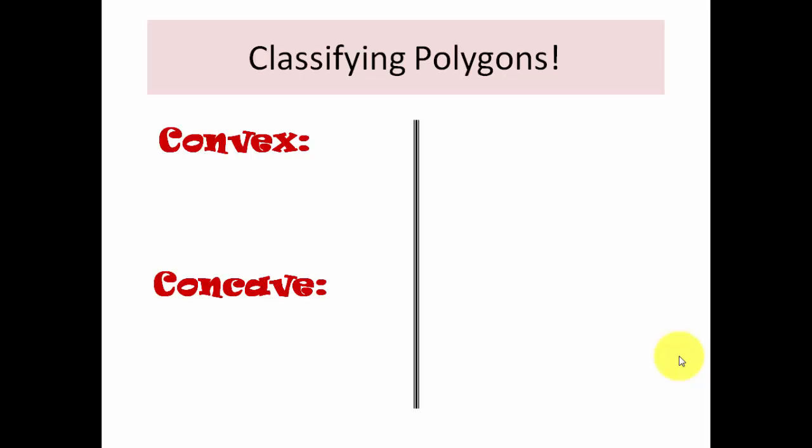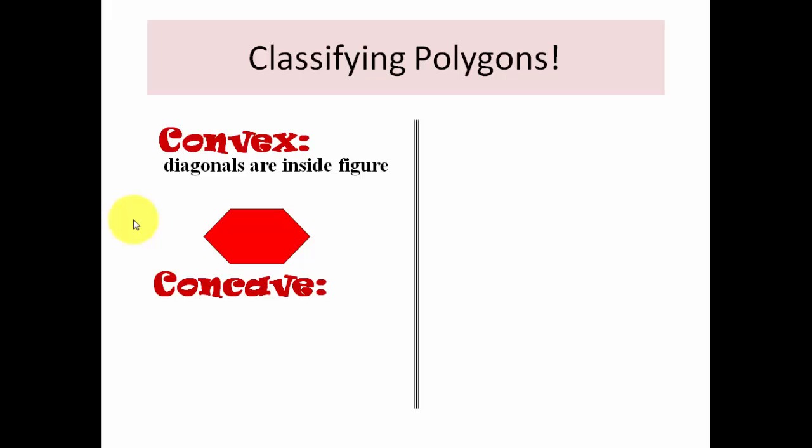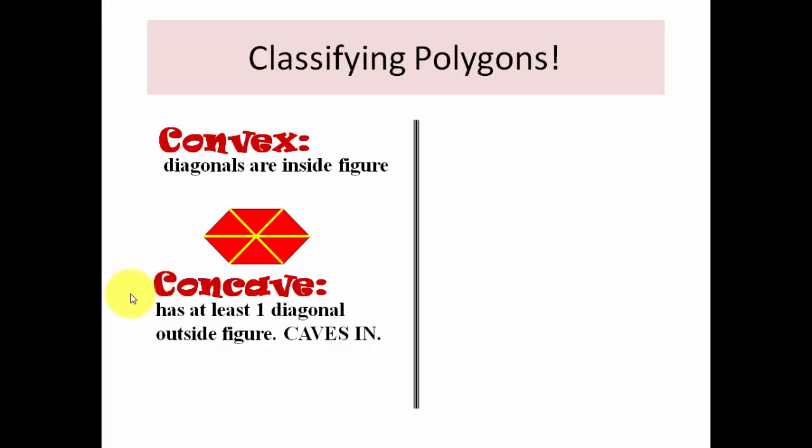Now let's talk about how to classify a polygon. The first way we're going to classify it is deciding whether the polygon is convex or concave. A convex polygon is going to have diagonals that are inside the figure. So here's an example of a convex polygon. Notice that if I was to draw in diagonals connecting my vertices, all of the diagonals would fall inside of the figure. A concave polygon is going to have at least one diagonal outside of the figure.